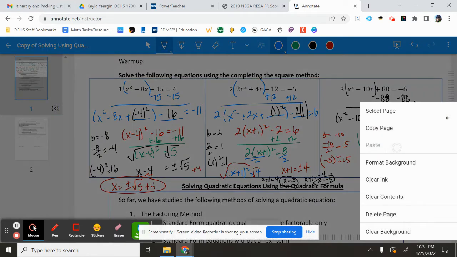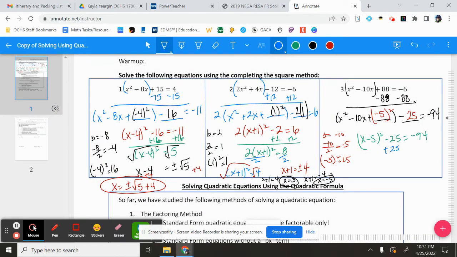Need to add 25 to each side. When I do that, I'm left with (x minus 5) squared, and that is going to equal negative 69. To get rid of the squared, we take the square root, and I see an issue right here. I know as soon as I take the square root of a negative number, if I were to put this into the calculator, it would tell me that there is no solution or a domain error.